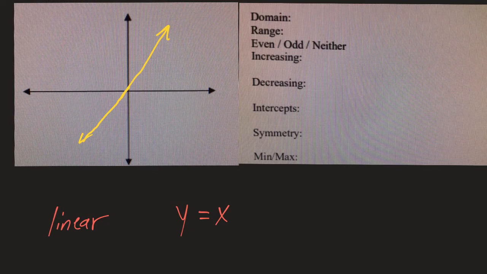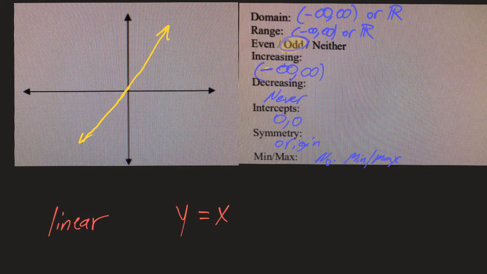So take a second, try to fill it in yourself. Okay, so here's the information for your linear function. Not a whole lot to say here, okay? Domain and range go from negative infinity to positive infinity. This function is odd, okay? It's always increasing and never decreases. And the intercept that's the key one is at (0, 0), the origin, okay? You can see again, odd and origin symmetry are going to go together. Those both are the same thing. All right, those always have to go together, okay? And there's no min or max on this graph.